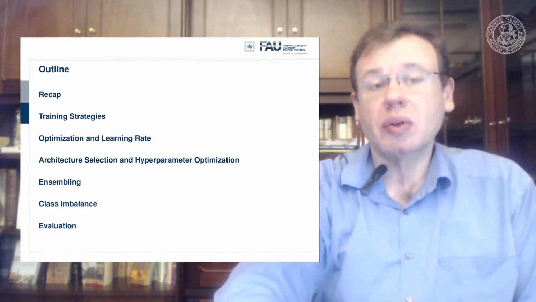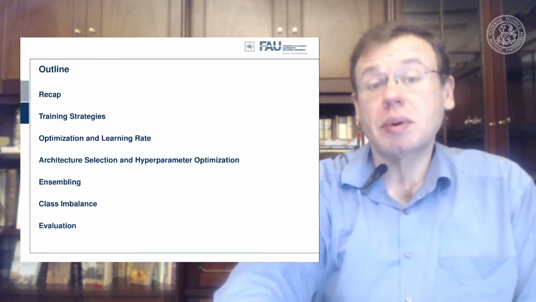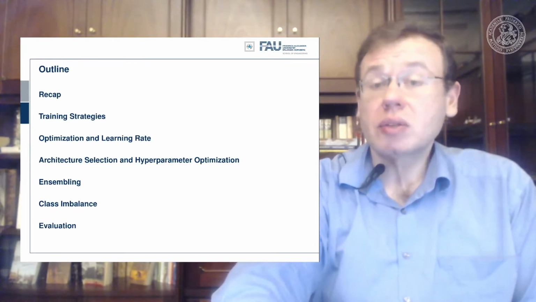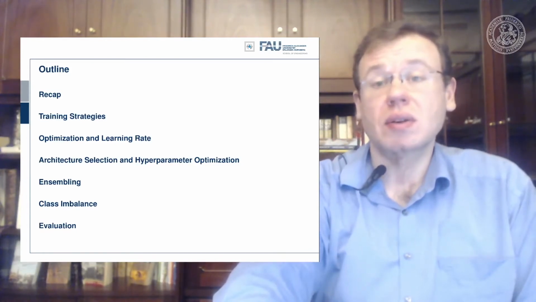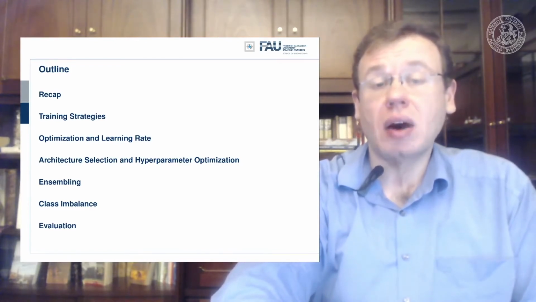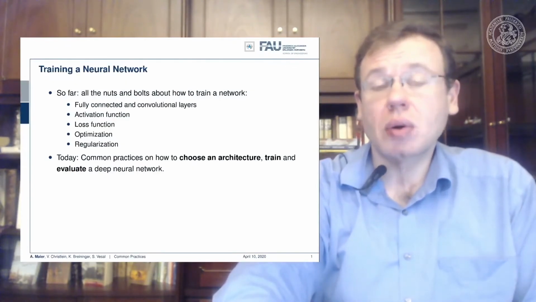Then we talk about training strategies, again optimization and learning rate and a couple of tricks on how to adjust them, architecture selection and hyperparameter optimization. One trick that is really useful is ensembling, and typically people have to deal with class imbalance, and of course there are also very interesting approaches for dealing with it. Finally, we look into the evaluation and how to get a good predictor of how well our network is actually performing.